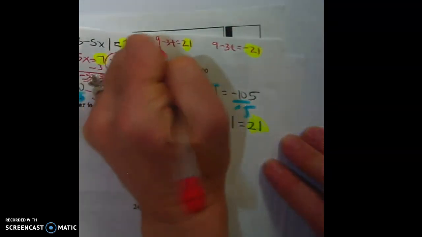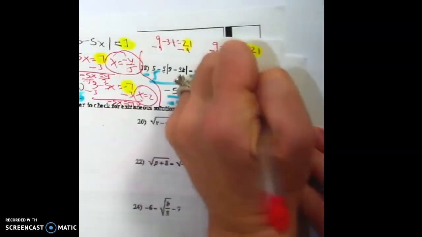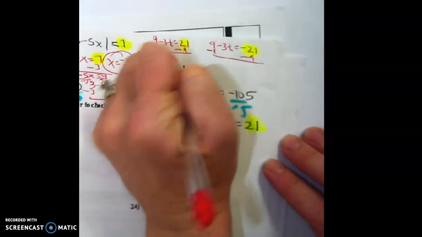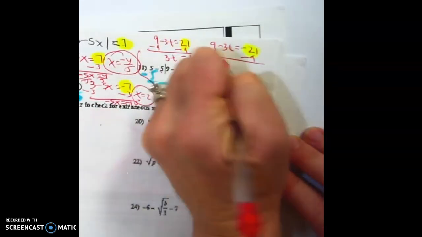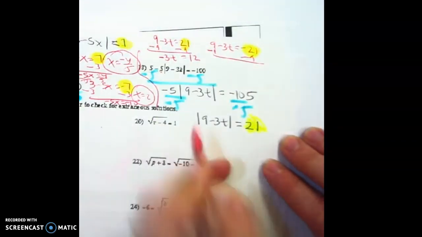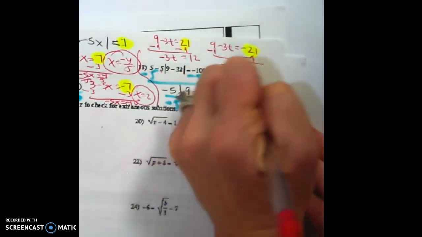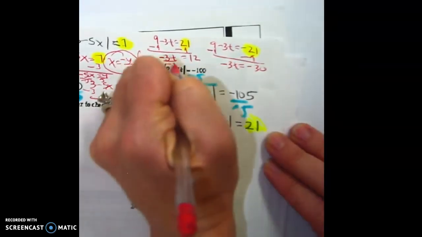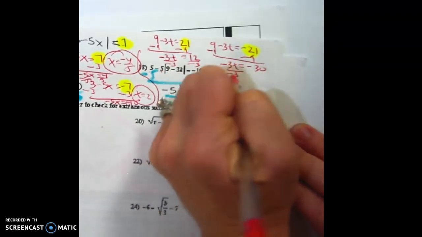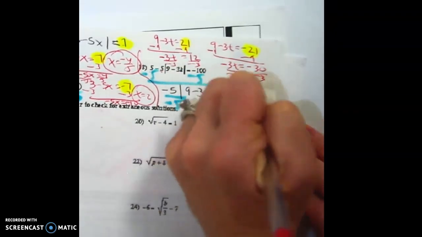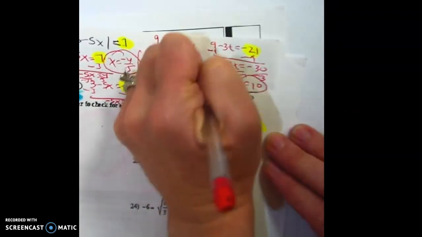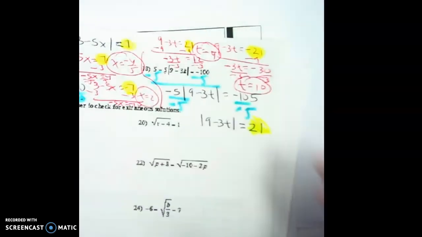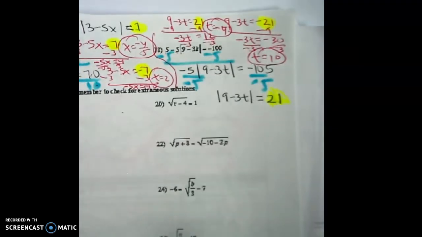Now I solve. Subtract 9, subtract 9. Negative 3t equals 12. Sorry, negative 3t equals negative 30. Divide by negative 3. T equals 10. T equals negative 4. Okay? So absolute value will always have 2 answers.